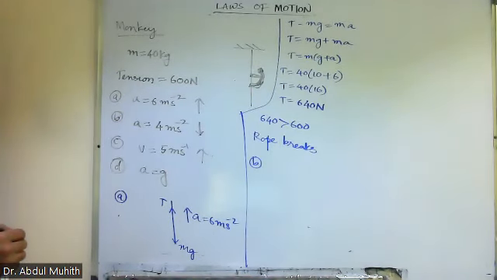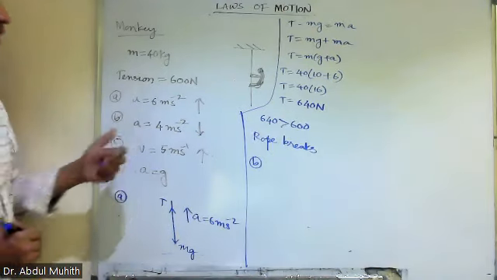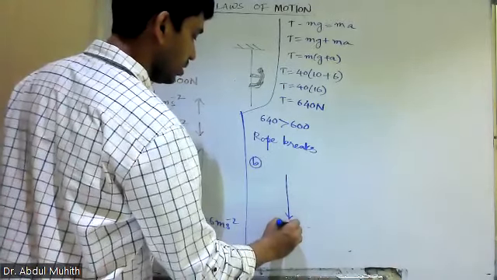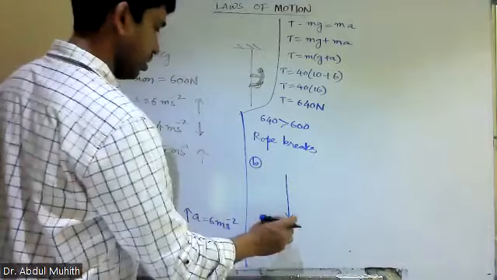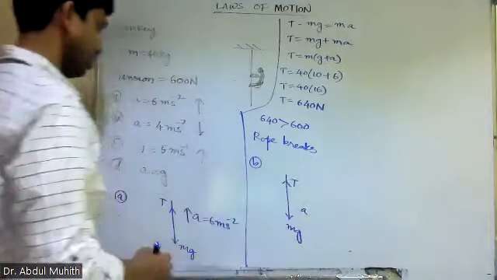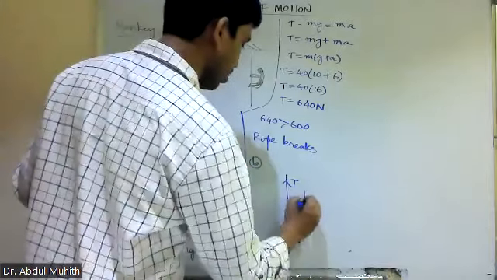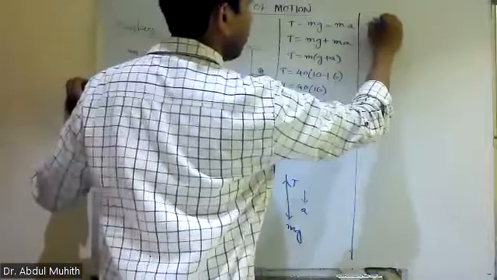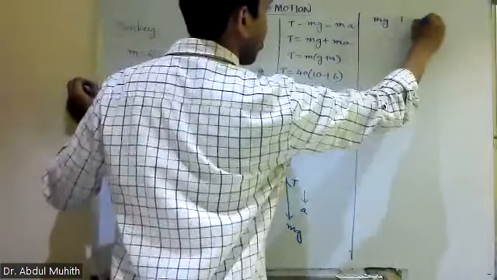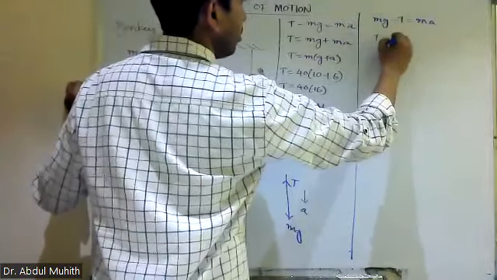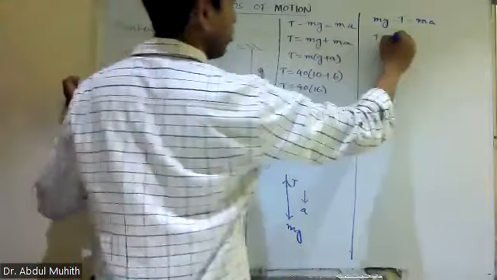Here, what will happen? The second case. Now here it is going down with an acceleration. This is the acceleration. mg acting downwards, tension T acting upwards, and here it is going down with an acceleration. mg minus T equal to ma. So T is equal to what? T equal to mg minus ma.